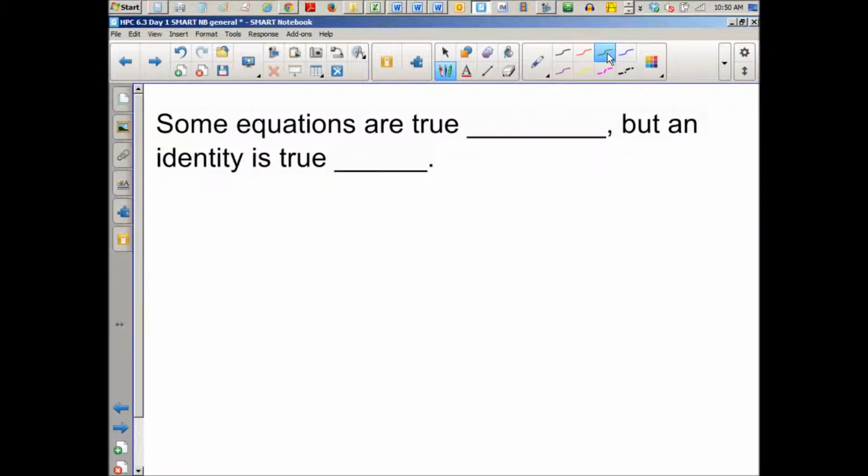Some equations are true conditionally, okay? But some equations are true always. An identity is true always. I'll put always in quotations. You'll see why in a minute. This is just an easy way to understand the idea. Some equations are true conditionally, but an identity is true always.